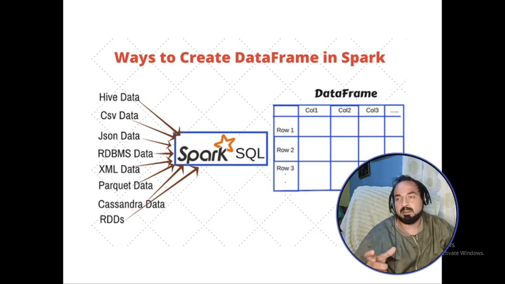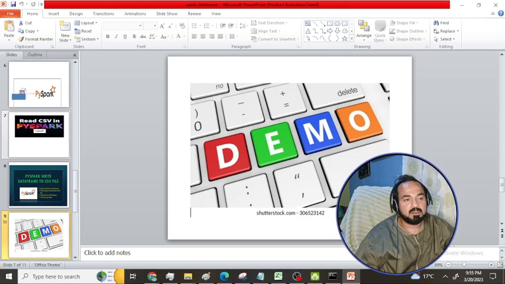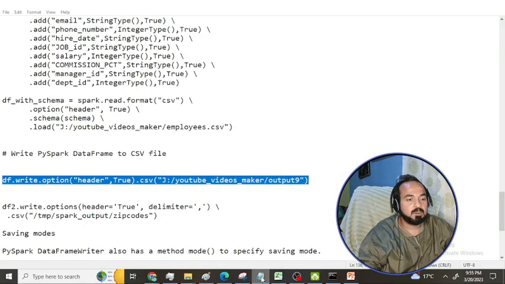Directly inside Spark we have a direct method, spark.read.csv, and we can pass the path over there. Another way is spark.read.format, where inside format we pass csv and then give the path. So this is a way. Let's jump into the demo section, where I'll tell you more in detail.